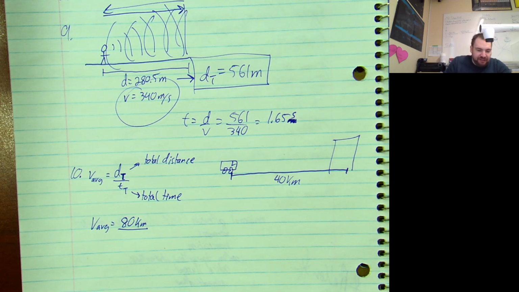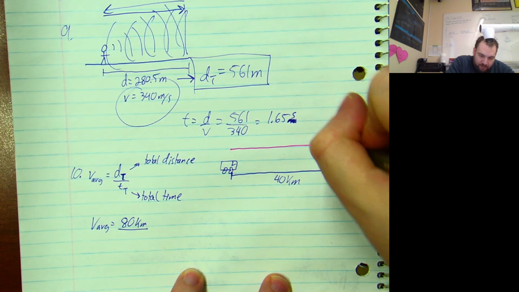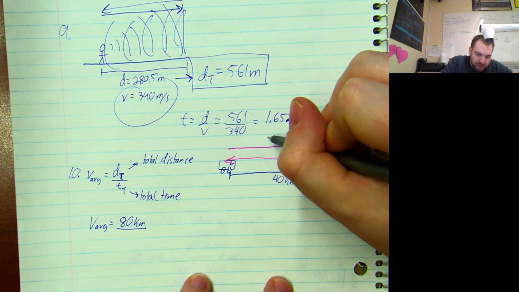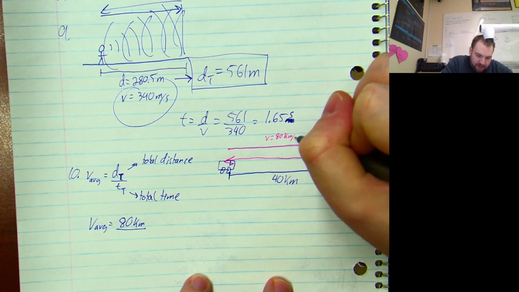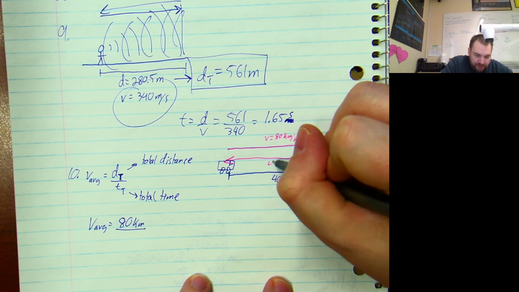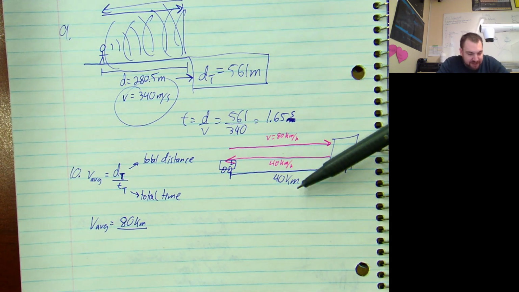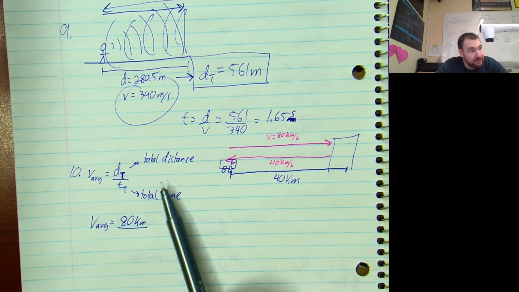Time is the interesting thing, because her total trip is made up of 2 pieces, one going that way and one going this way. On the way out, her speed was 80 kilometers per hour. On the way back, it was 40 kilometers per hour. Both trips, the distance was 40. So we now need time for each piece to figure out what our total time is.